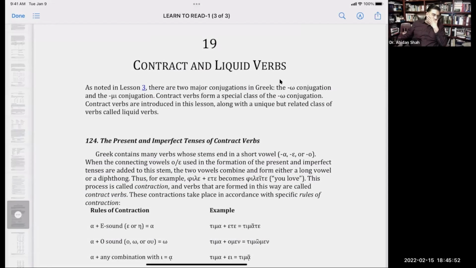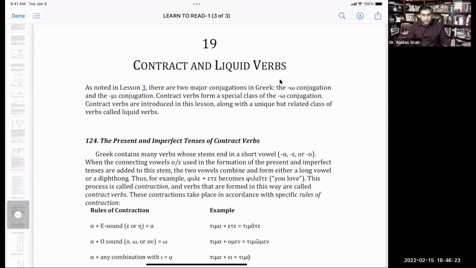So here we're coming across a certain phenomena, I guess you can say, when it comes to verbs. There are two major conjugations in Greek, the O conjugation or the omega conjugation and the mi conjugation. Contract verbs form a special class of the omega conjugation. It's about the omega conjugation. We're going to talk about the mi conjugation maybe next week.